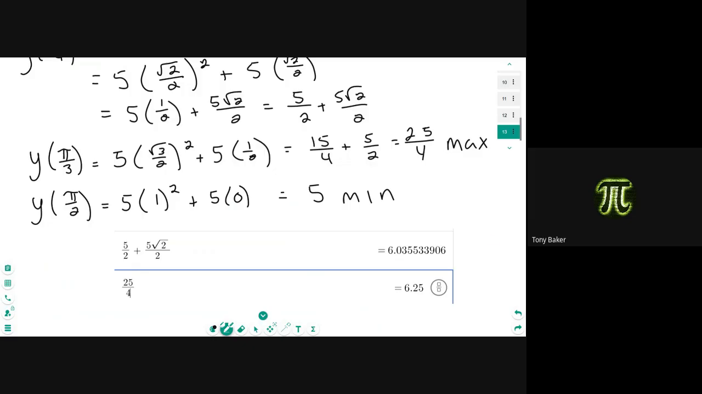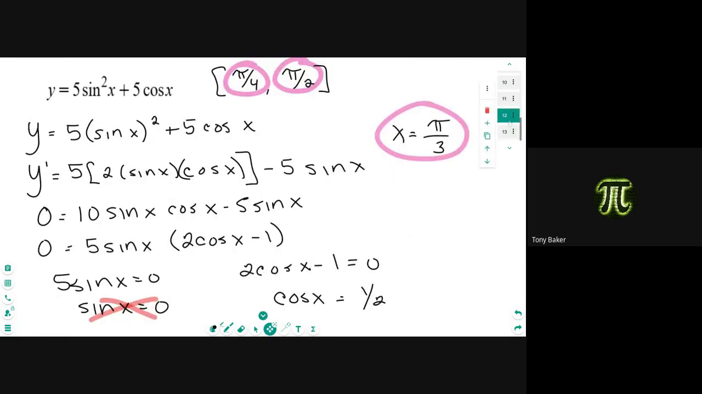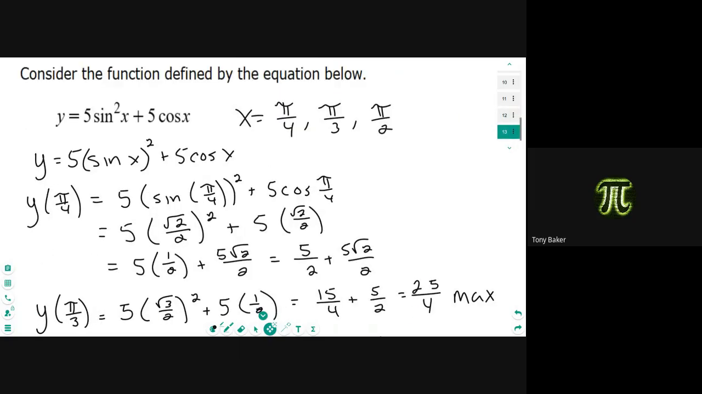Honestly, the thing about it is, there's two main things. You have to remember to find the derivative. So that's step one. And then you have to be able to do the algebra and plug the stuff back in. Those are the basic things. All right.